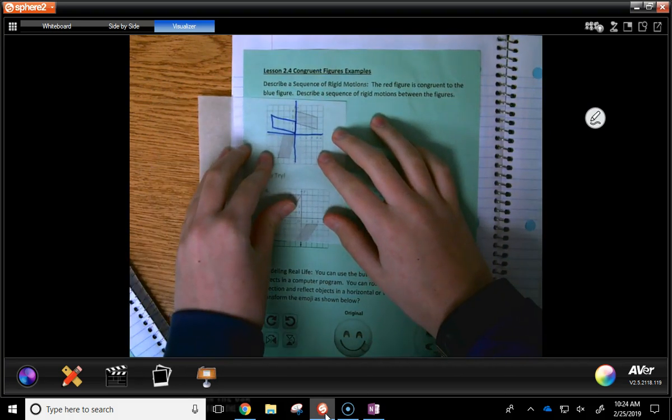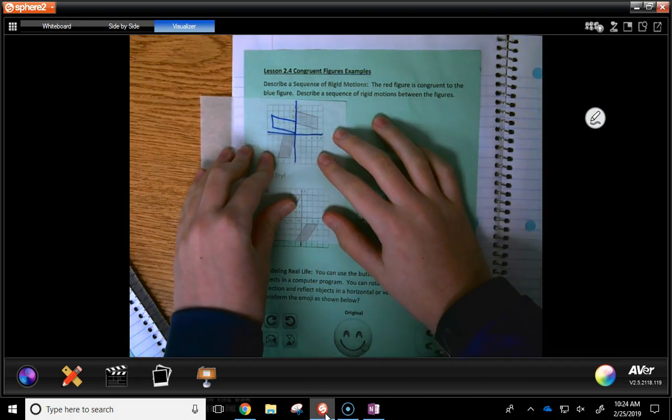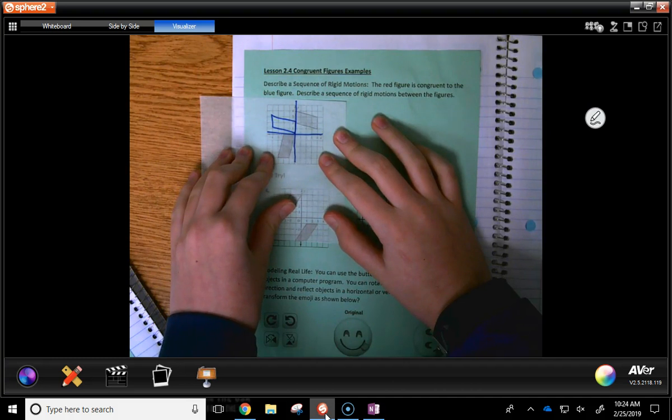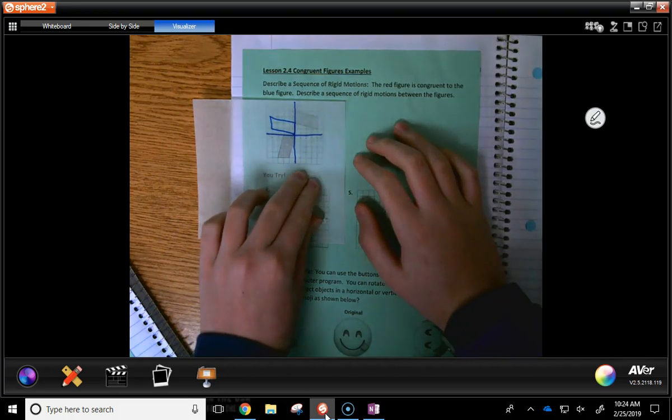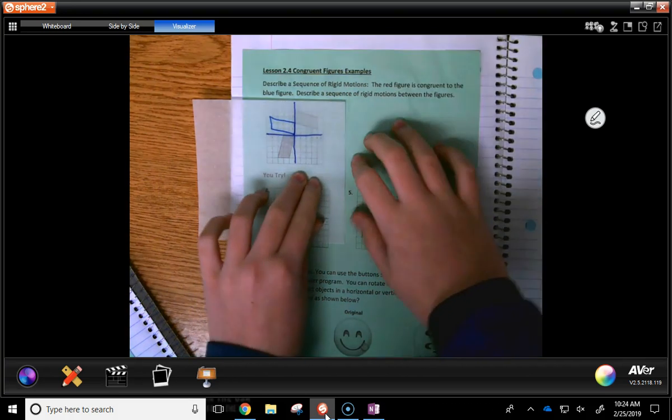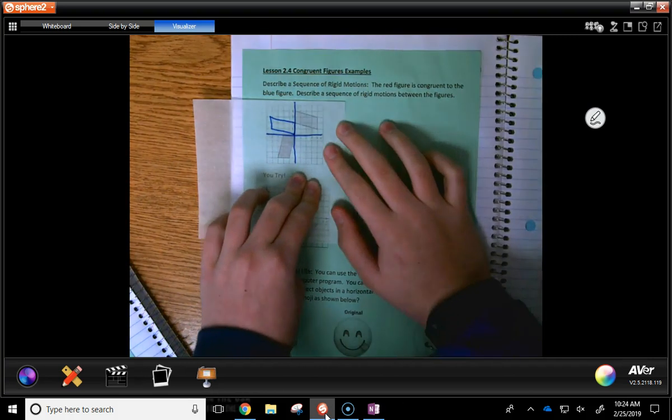Alright, so we just did it. Stop there. What's that move? What did he just do? Did he go counterclockwise? Clockwise. He went right. So we're going to rotate clockwise 90 degrees. And now?